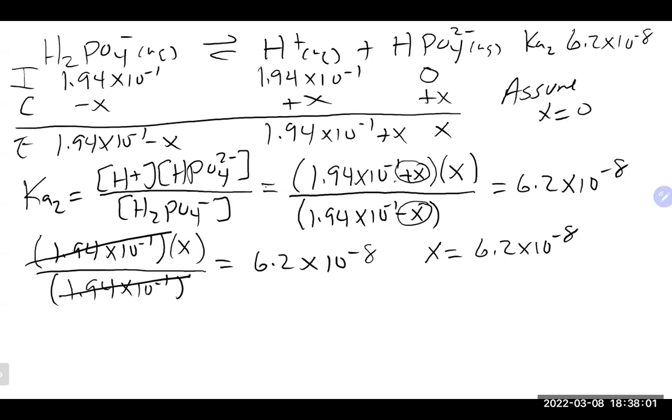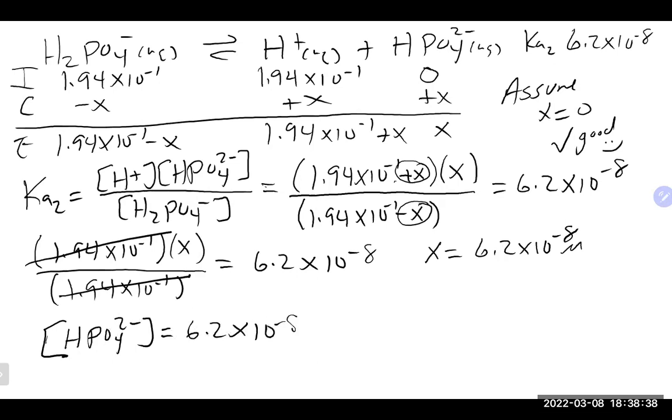We again want to check it, but you are probably going to be good since the first one was good. So 6.2 times 10 to the minus 8 divided by 1.94 times 10 to the minus 1, times 100, and you're like 0.0000 something percent. The check here is good. And again, we would be dividing by the 1.94. So now filling this into our table, this gives us the concentration at this point of HPO4 2 minus, which would be 6.2 times 10 to the minus 8 molar in this case.